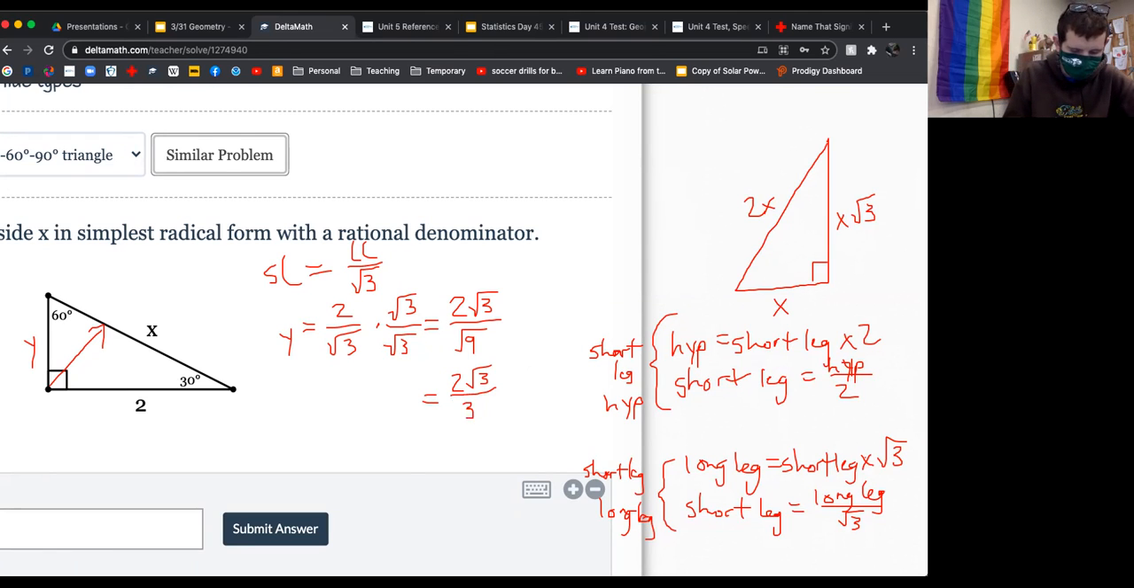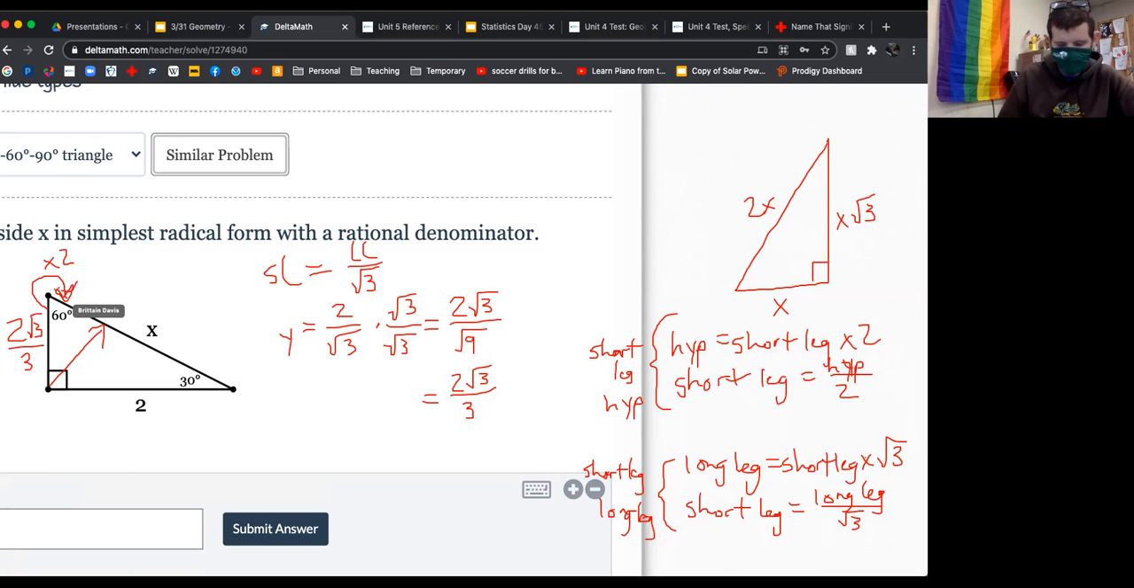We just solved for this side right here, what we're calling y. So that's 2 square root of 3 over 3. And now we need to solve for the hypotenuse. So what do we have to do? Multiply by 2. There you go. We're just going to take that and we multiply it by 2.